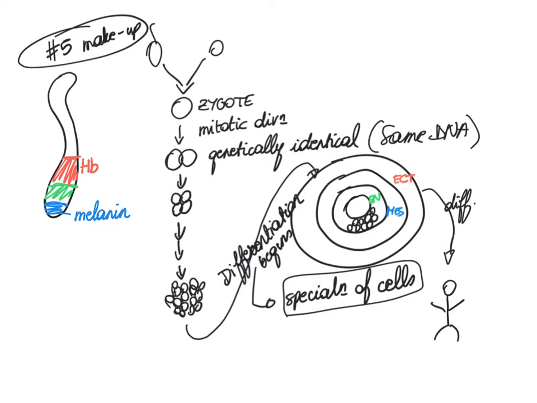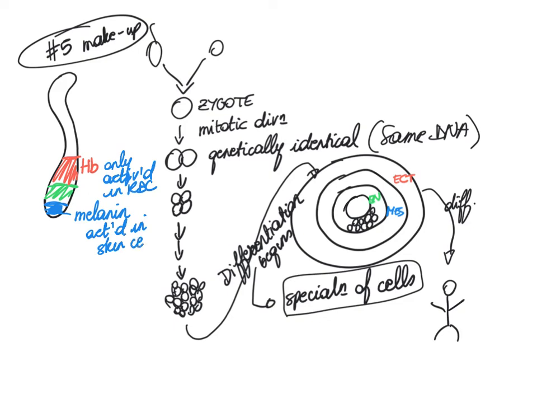So this gene that codes for melanin, the protein melanin, and this gene in red that codes for hemoglobin, the hemoglobin protein, is present in all of your cells. But both genes are not always going to be expressed. So hemoglobin is only going to be activated in red blood cells. And this is going to be activated in skin cells.